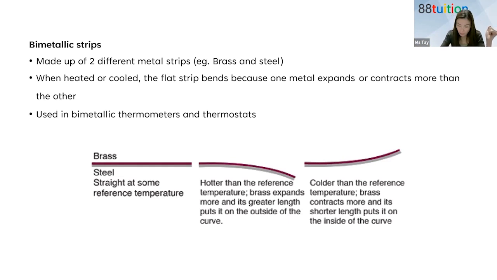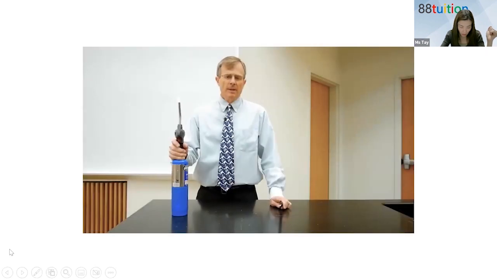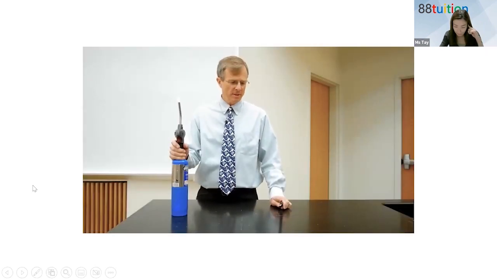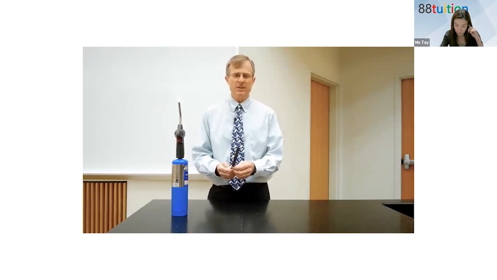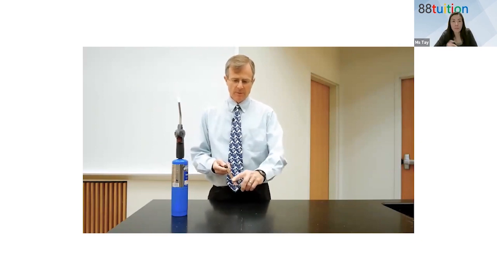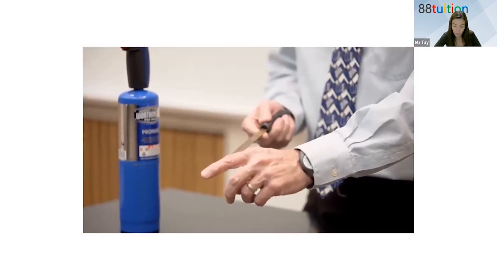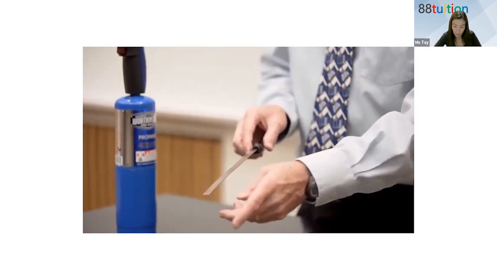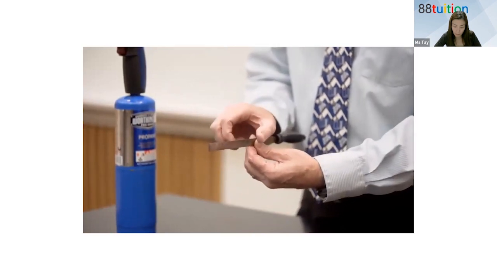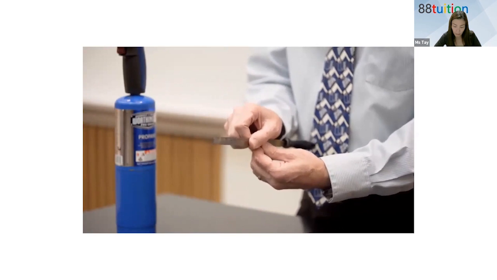Okay, so I know you have gone through this. Just take a look at this interesting video. This is a demonstration of thermal expansion. What I have here is a bimetallic strip with one type of metal on one side. It looks to be brass or bronze, and another type of metal on the other side. These two pieces of metal are adhered to each other.